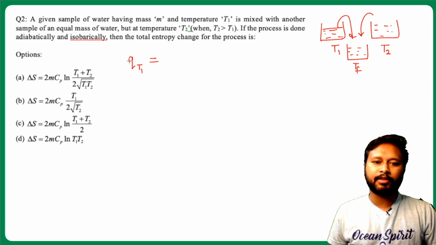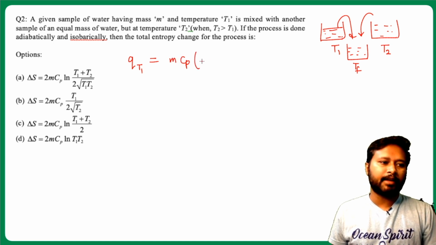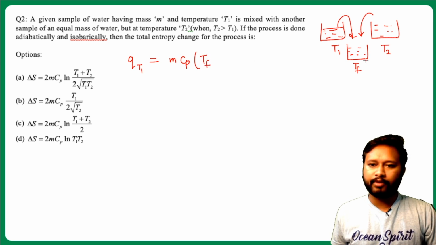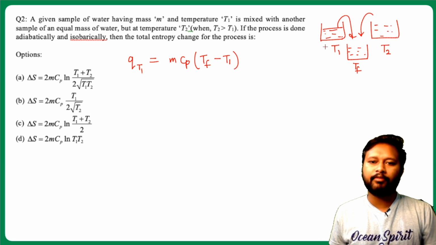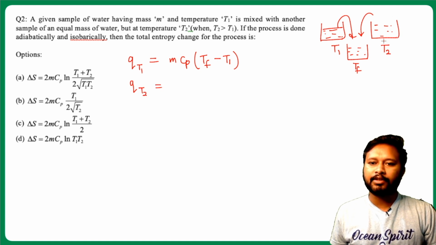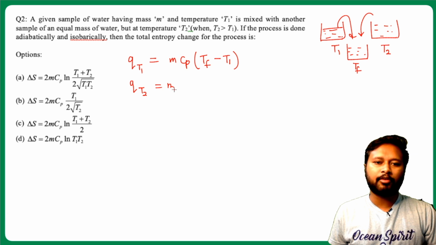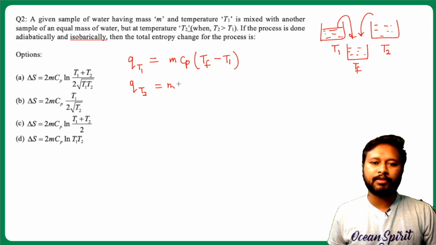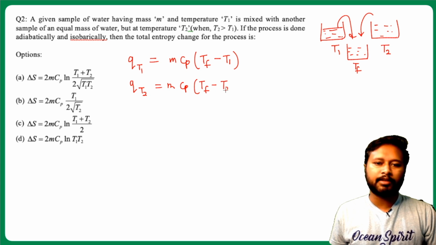So in the adiabatic process, QT1 will be equal to mCp, and the final temperature, which is Tf, the final temperature it is reaching, minus T1. That's the initial temperature from where you have started. Similarly, you are going to have QT2, that means the amount of heat which is exchanged for this. This will also be mCp, because the mass of water is m in both the cases, and this will be Tf minus T2.